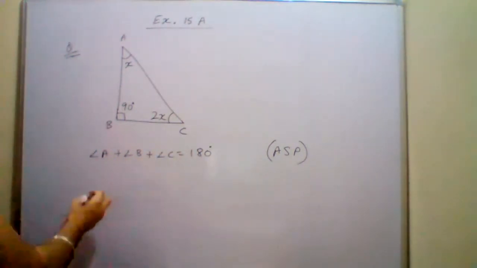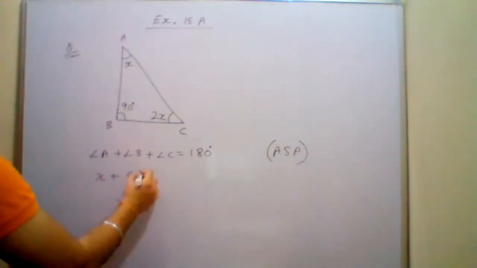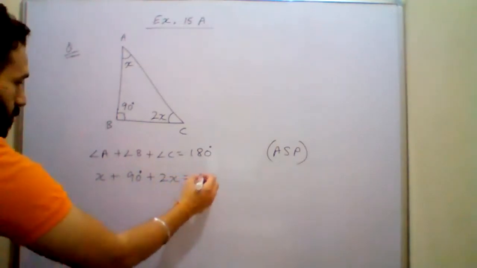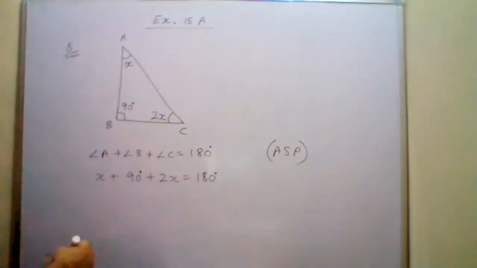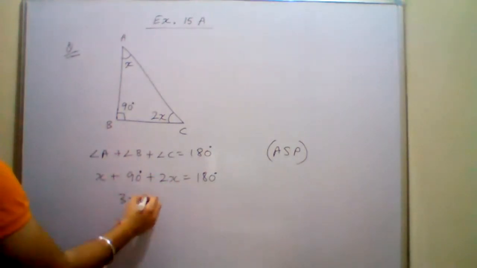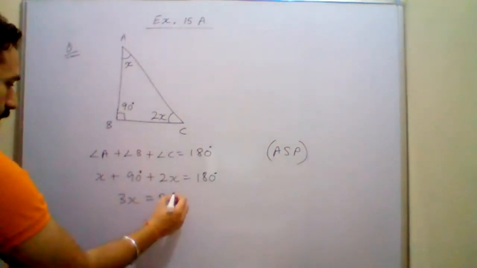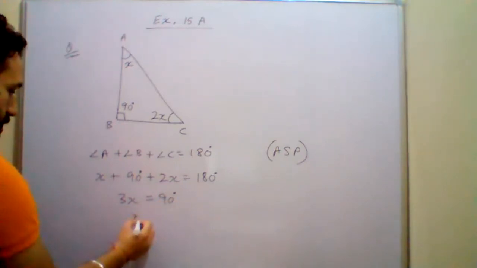Now use the angle sum property. The two angles plus 90 equals 180. X plus 2x is 3x, and 180 minus 90 gives you 90 degrees. So 3x equals 90, and x is equal to 30 degrees.